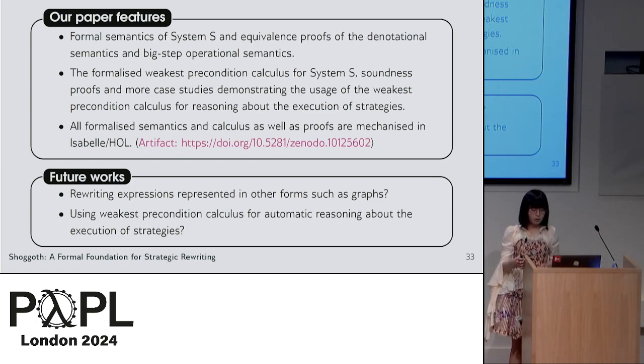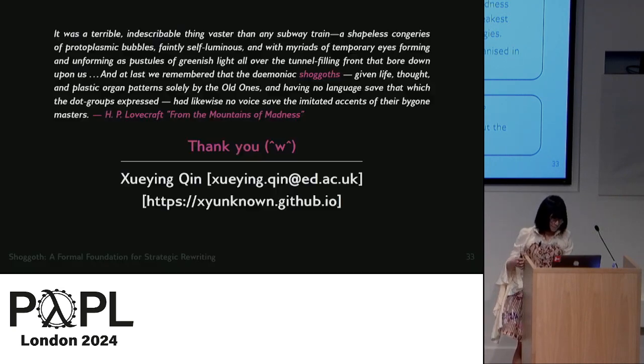As future work, we are considering whether it can be used for expressing or reasoning about graph rewrites, because currently we are only considering rewriting on trees. Maybe the weakest precondition calculus can be used for automatic reasoning about the execution of strategies. And we are open to more suggestions of future works and open research questions.